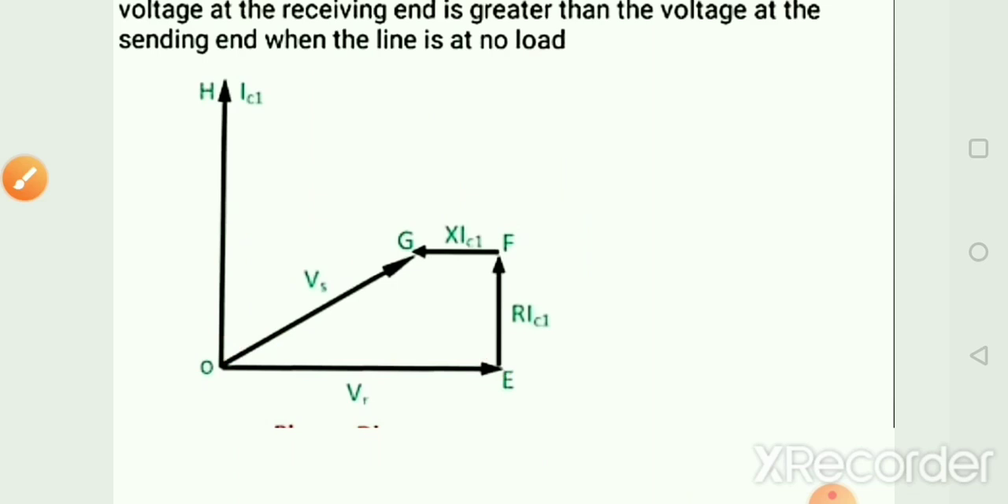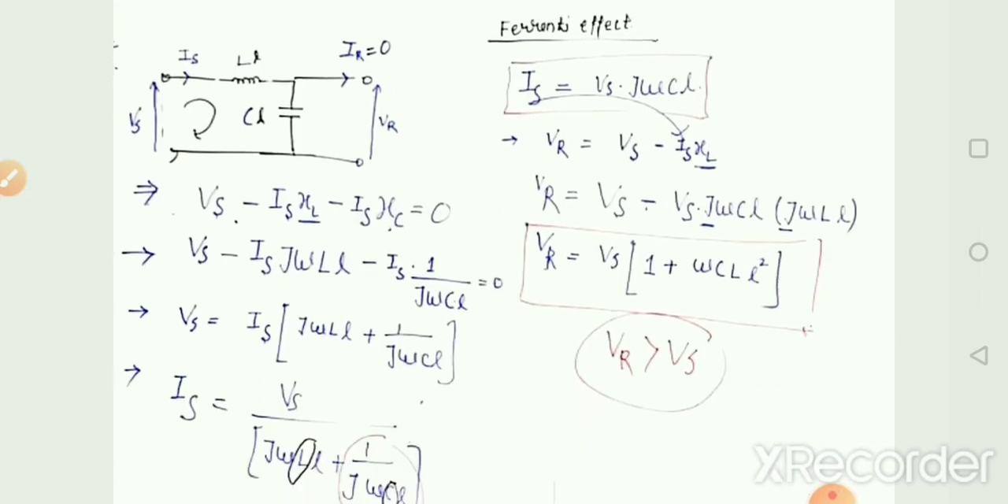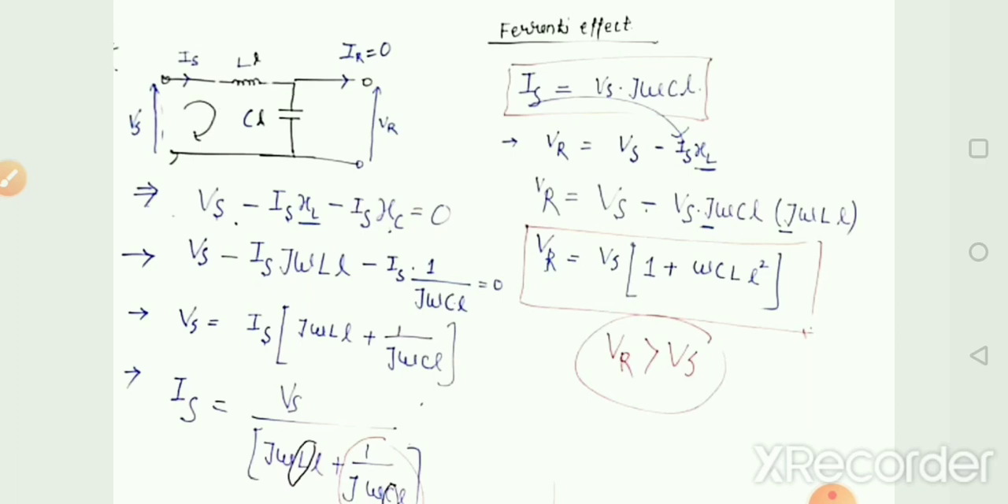This phenomenon also depends on, and is also valid for, different loads that are capacitive in nature. It means if we take any load which is capacitive in nature, at that time the Ferranti effect occurs. We can say that whenever a synchronous machine or synchronous motor is loaded with a capacitive part, we can have that type of Ferranti effect.